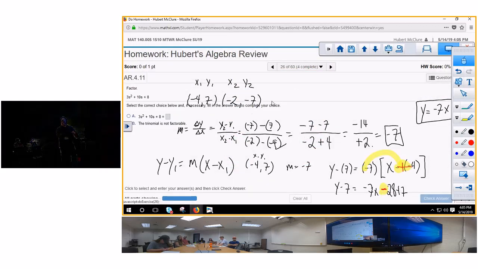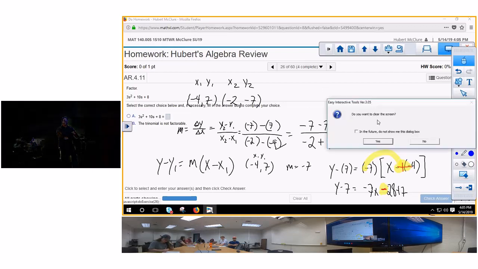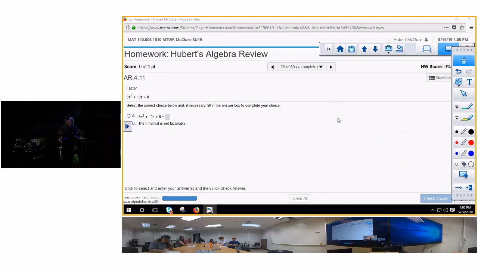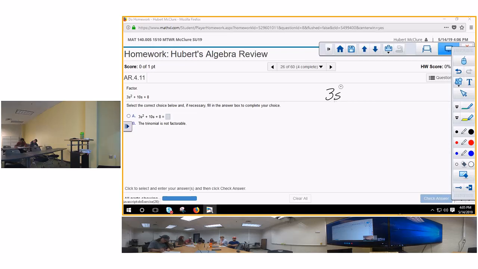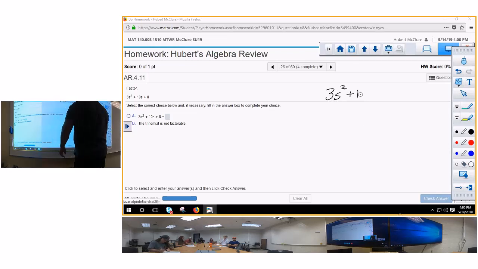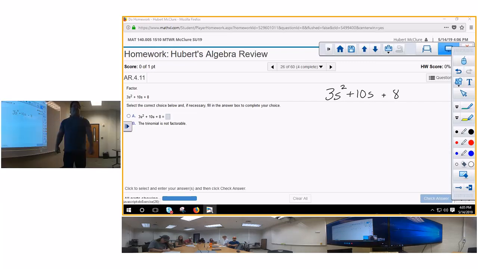All right, factor. Now, I can tell you what, a large portion of your Unit 1 test is going to be factoring. If you suck at factoring, I hate it. This one says 3s squared plus 10s plus 8. You're going to use the reverse FOIL method.